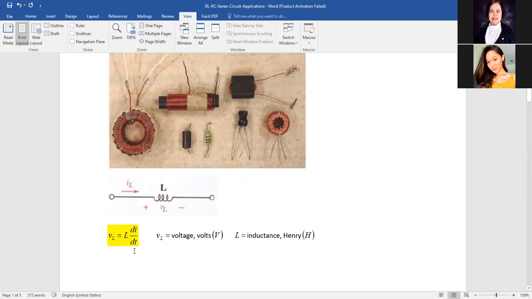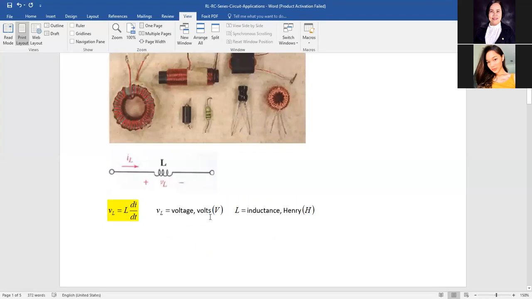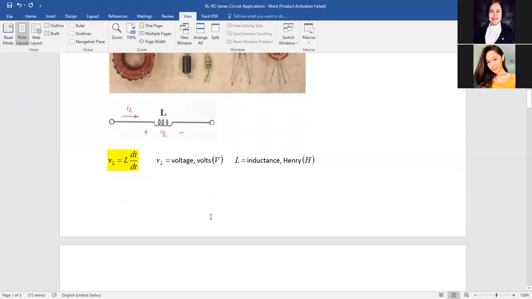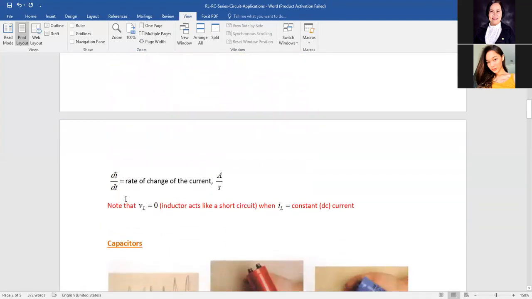And as such, later on, when you're going to set up the differential equation, then you have already the derivative's presence. The dI/dt is the rate of the change of current, and since it is the rate of change of the current, the unit is expected to be the current unit over time in seconds. And by the way, when we do circuit analysis, our time unit is always in seconds.